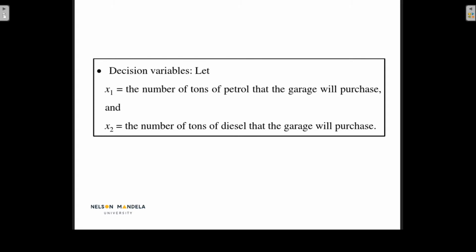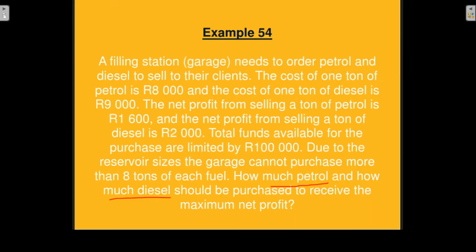Then we have to identify our different constraints. If we read through this, we see that the cost of 1 ton of petrol is 8,000 rands, and the cost for 1 ton of diesel is 9,000 rands, and that we are limited by 100,000 rands. That's our first constraint. Then also, due to the storage limitations, we can store a maximum of 8 tons of each fuel, 8 tons for petrol and 8 tons for diesel. So that would be constraints 2 and 3.